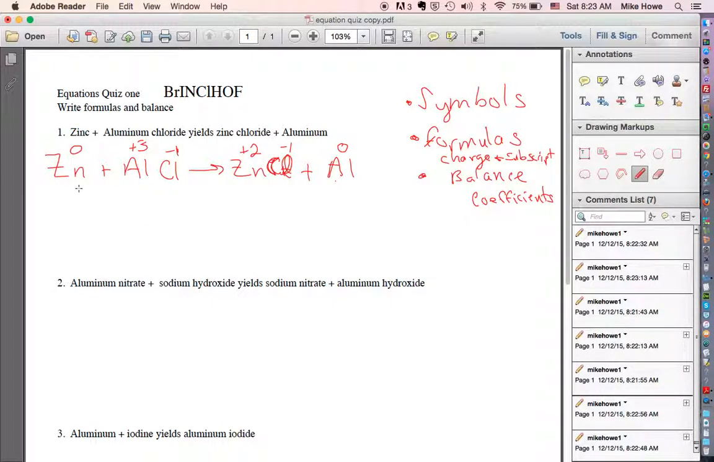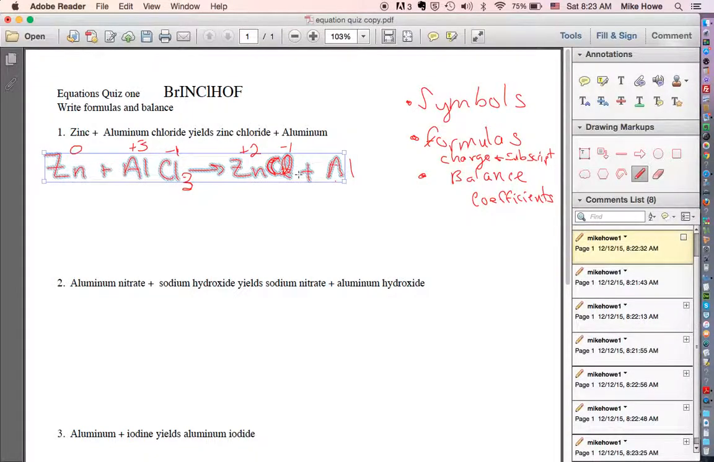To write the formulas correctly, that's a 3, that's a 1, so you're going to need to put a 3 down at the bottom there. And the zinc is 2 and the chlorine is 1, so we're going to need to put a 2 down here. And the aluminum is 0, so we don't need to worry about it at all, we just leave it alone. So we use charge and subscript to write our formulas correctly.